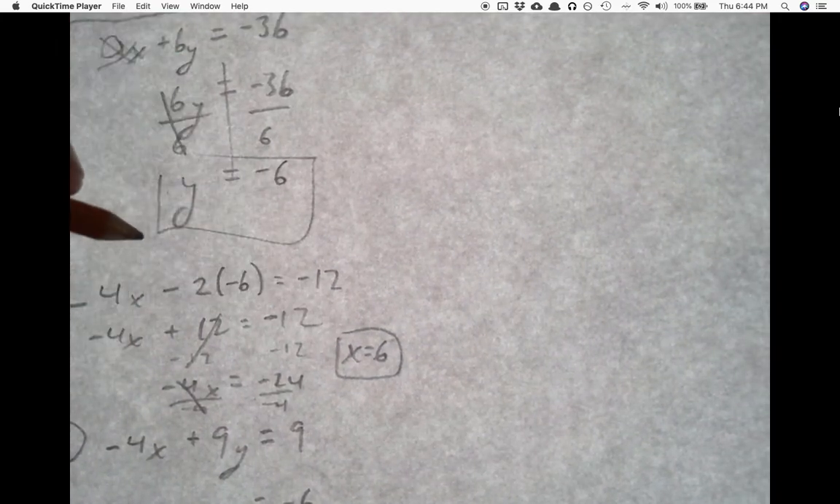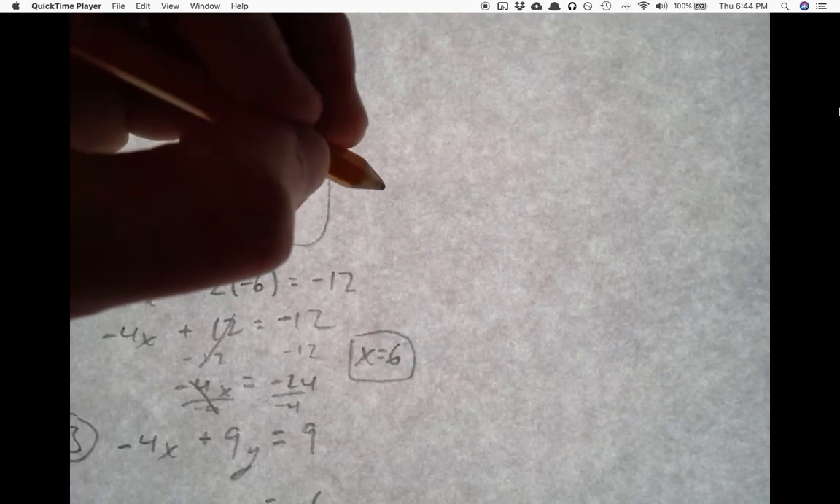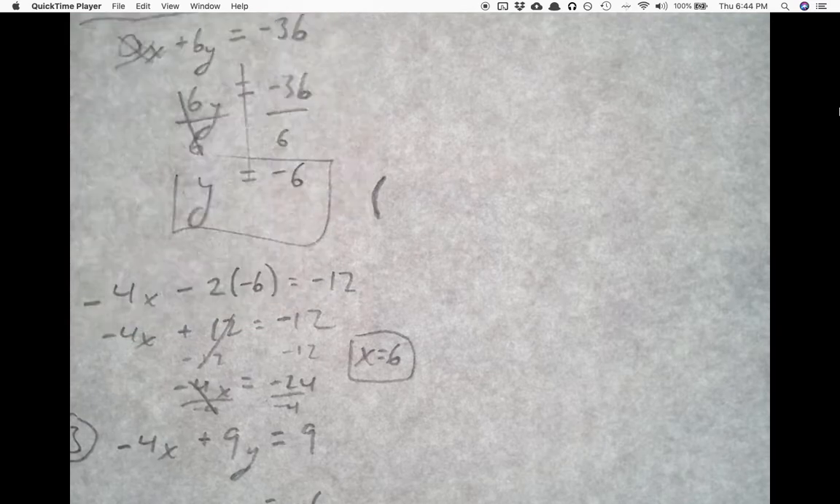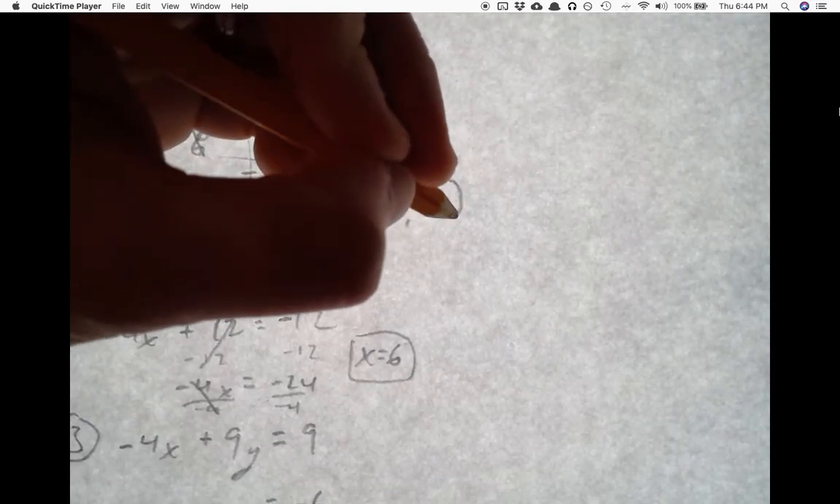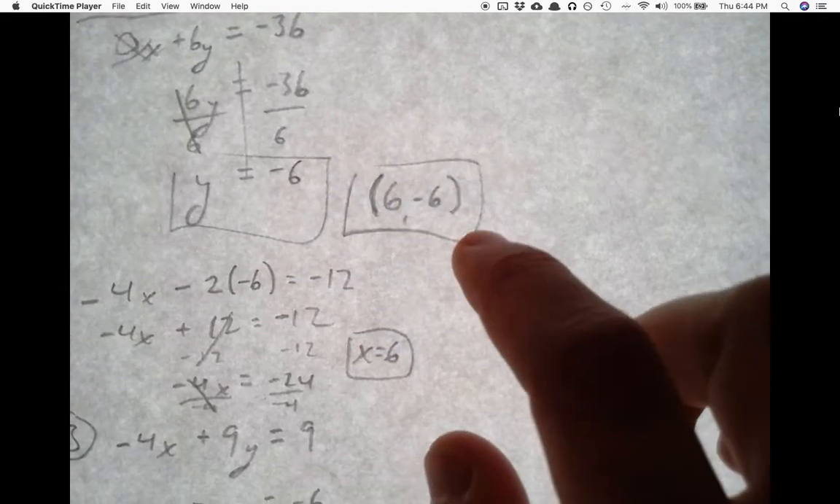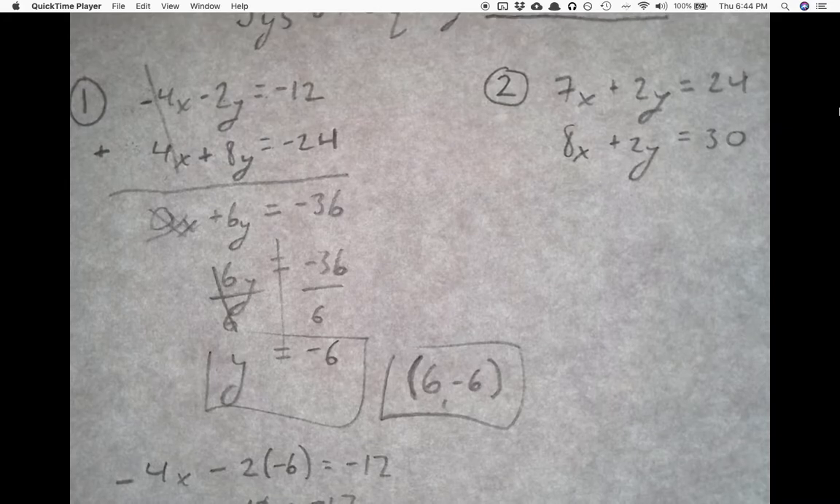So now we've got our full solution over here. And I'm going to write it as a set of coordinates, as I always should once I get a solution to a system. And so that is 6, -6 as my final answer over here. So that was our first example of how to do solving systems of equations by elimination.